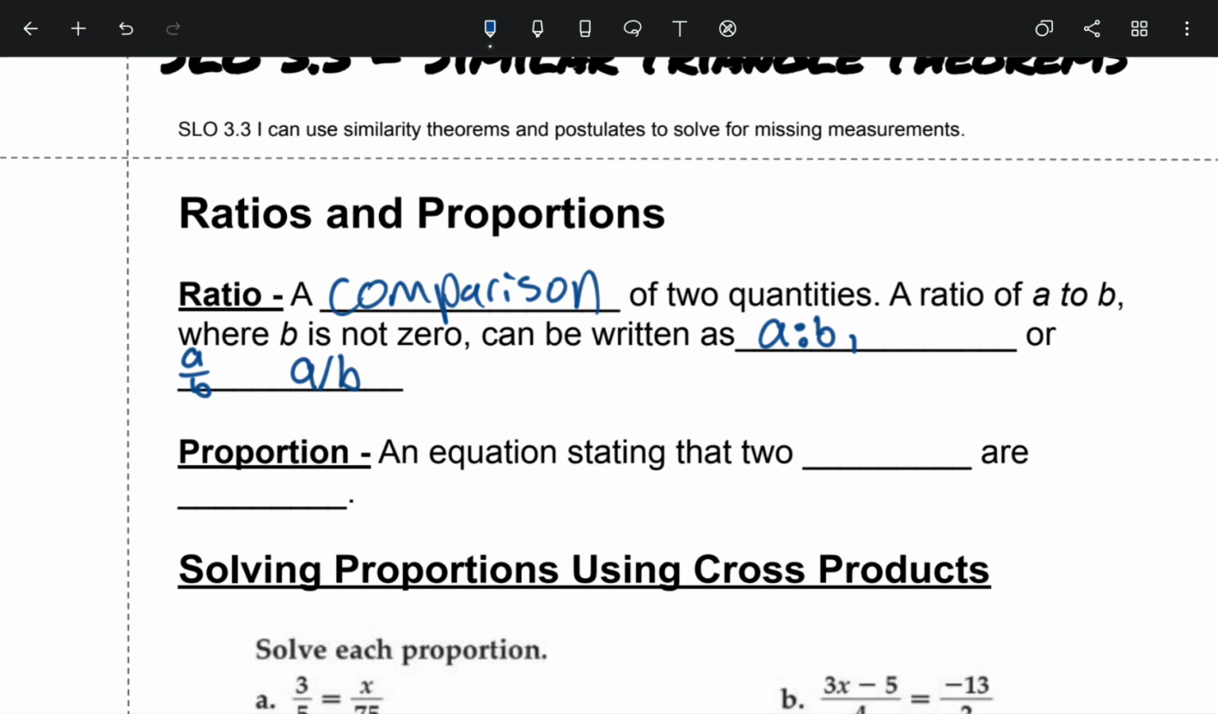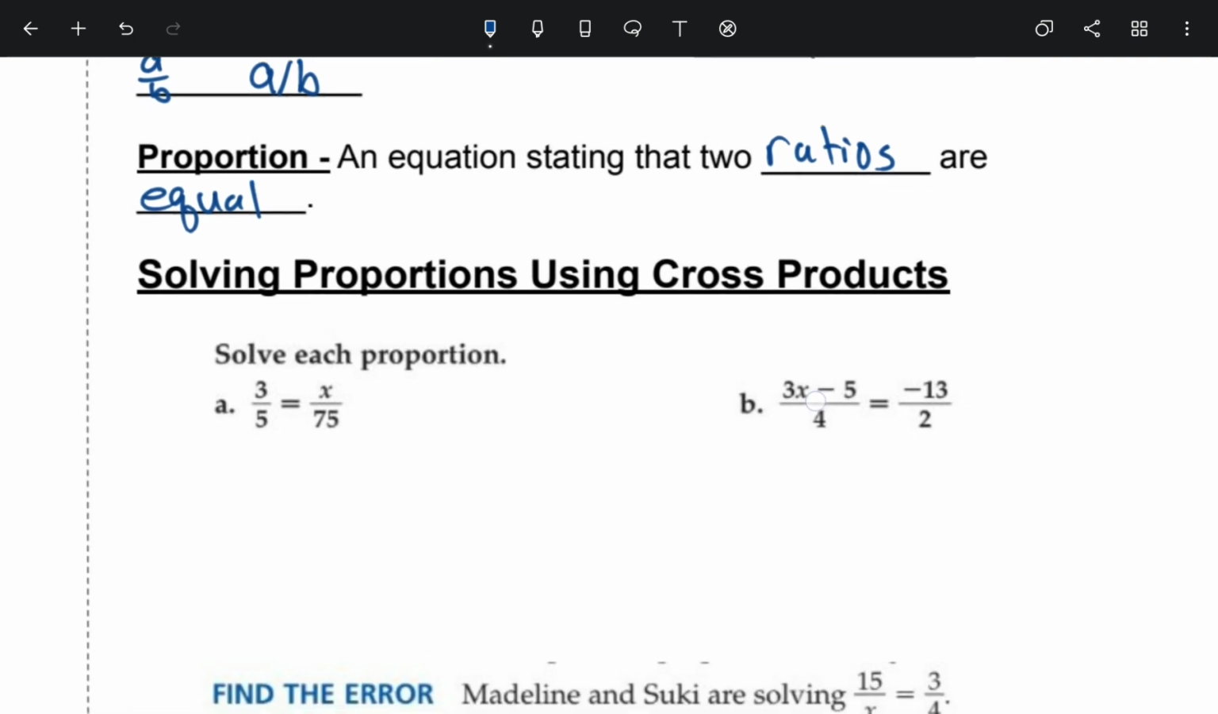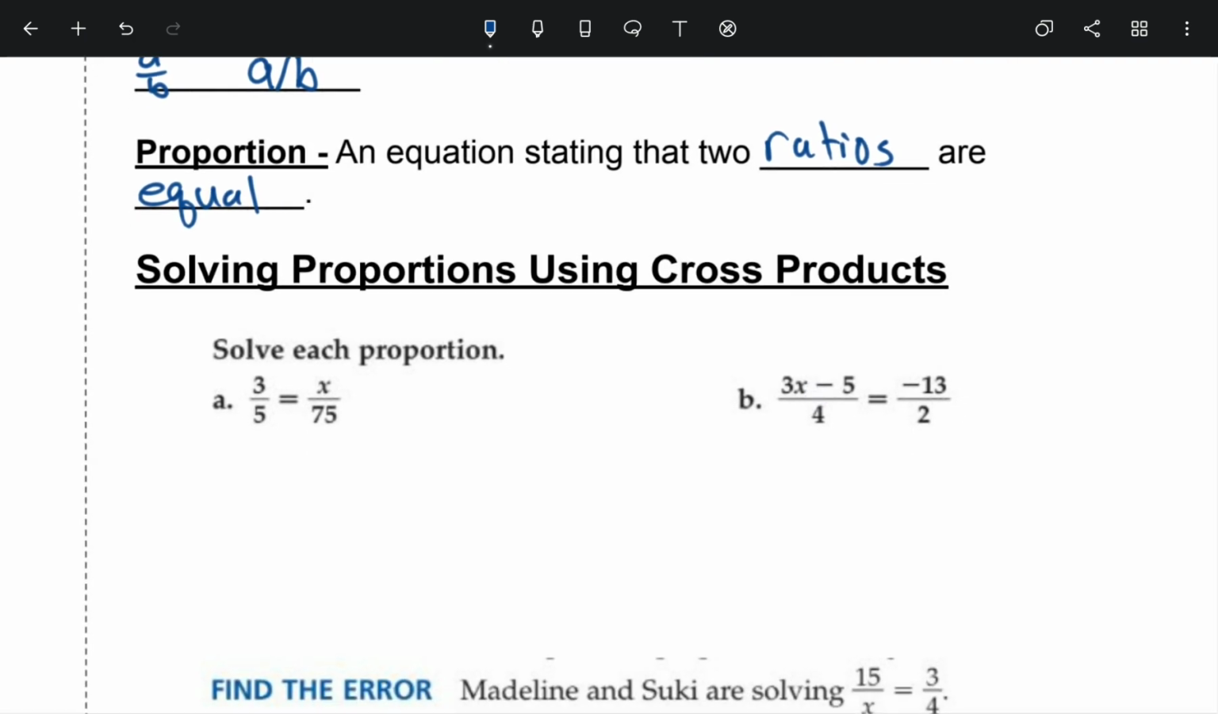Now a proportion, our definition of a proportion is an equation that states that two ratios are equal. So now we've defined those, let's go ahead and start using them. We are solving proportions using cross products, so we have to cross multiply in order to solve for variables.